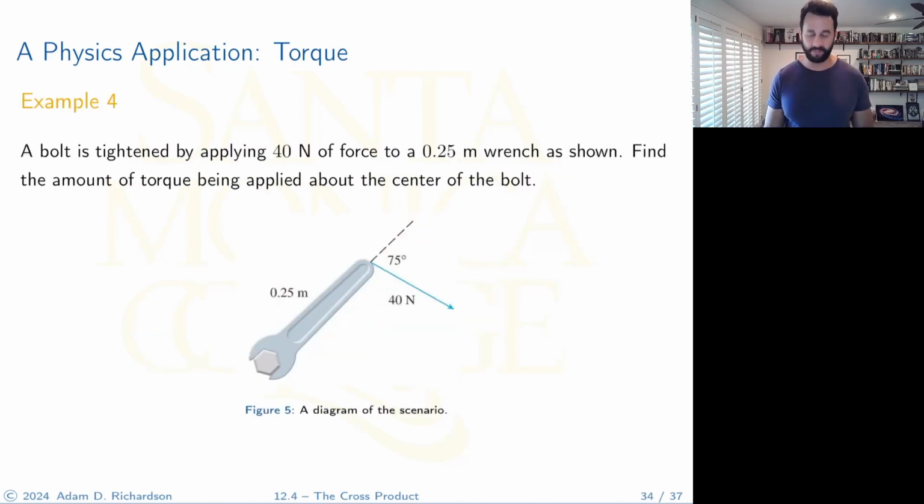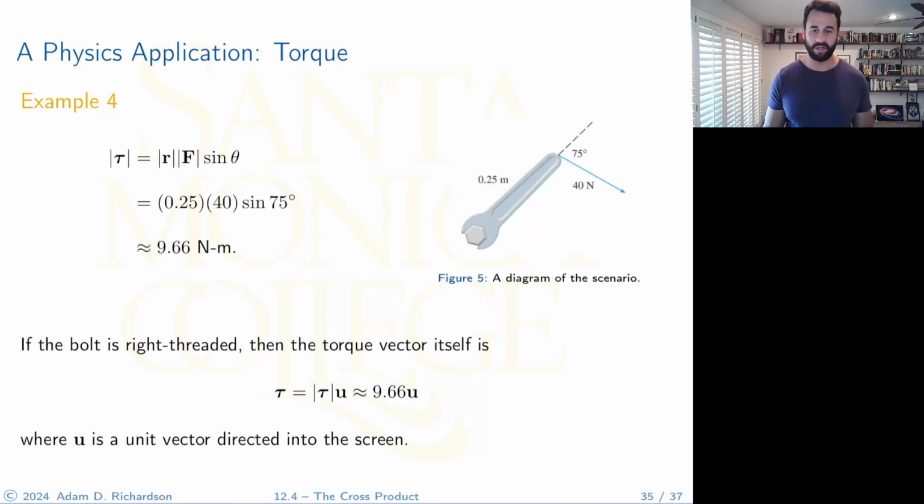A bolt is tightened by applying 40 newtons of force to a 1/4 meter wrench as shown. Find the amount of torque being applied about the center of the bolt. So this exact situation. You've got a position vector, you've got a force vector, and we just want to find the magnitude of the torque, so the size of the torque. This one's pretty quick, so I'll just go through it on my own.